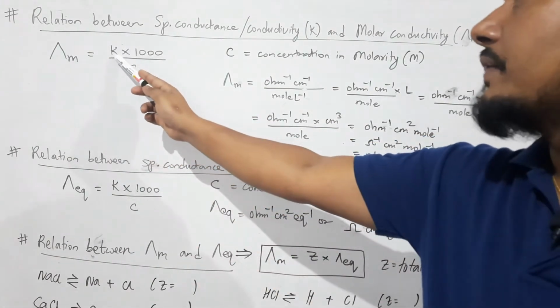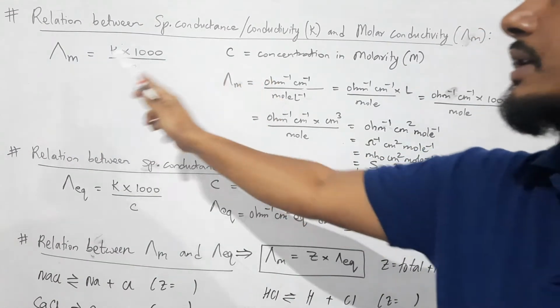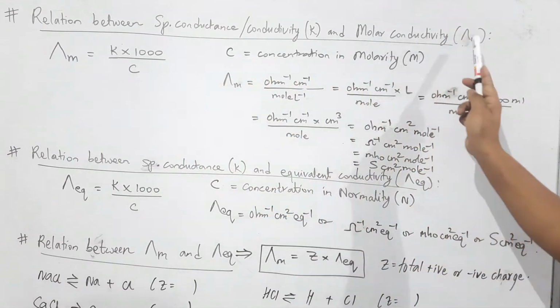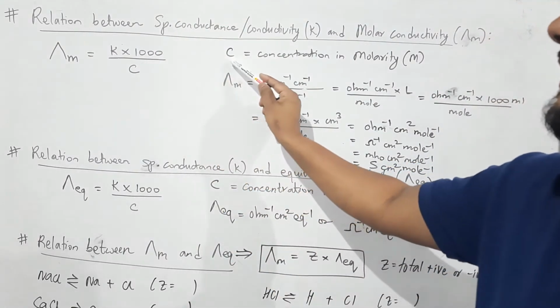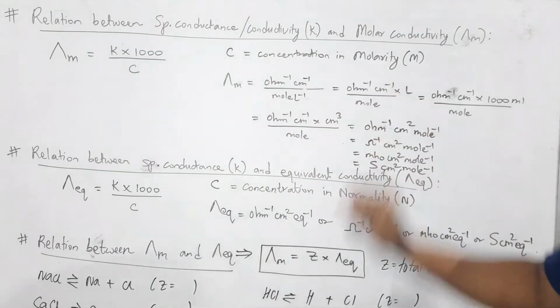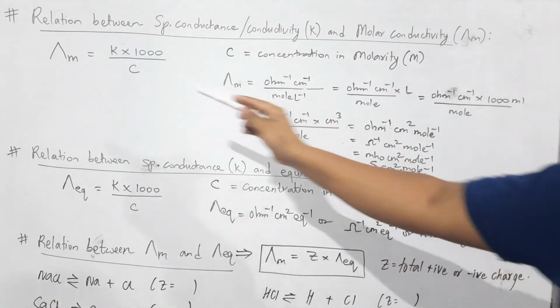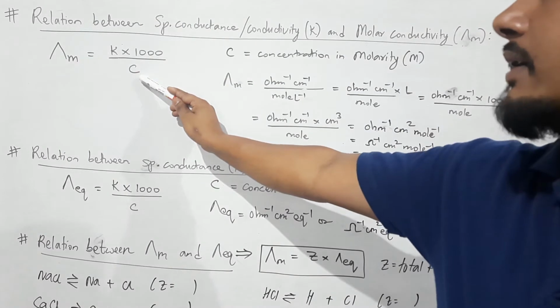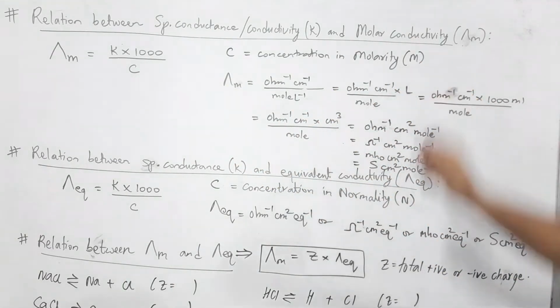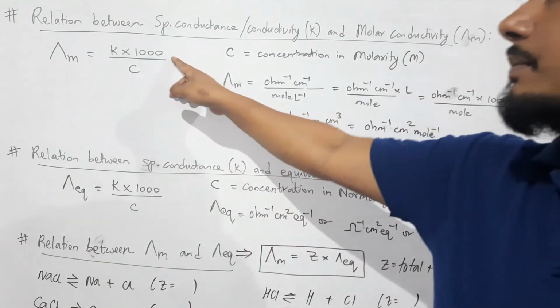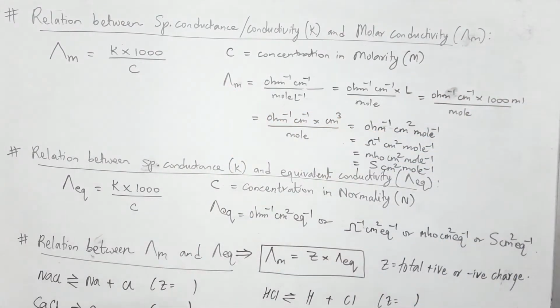Here kappa means specific conductance or conductivity, lambda m means molar conductance or molar conductivity, and this C stands for concentration in molarity. The symbol is capital M, and 1000 is just a number. So the relation is lambda m is equal to kappa into 1000 by C. The formula is very simple, so students, you can easily remember it.